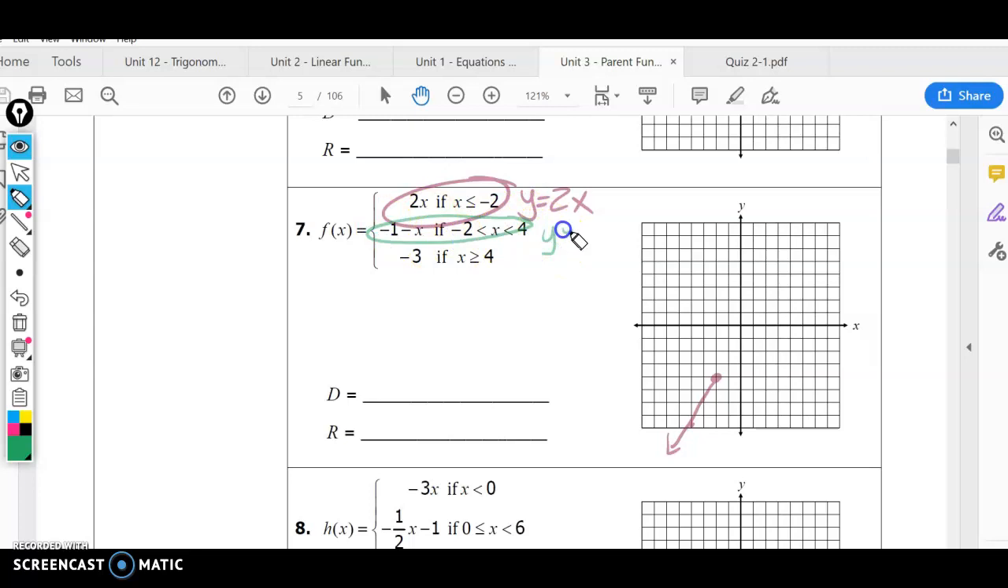Next, let's graph this green one. That looks like y equals negative x minus 1. I'm flipping it around so it's in slope-intercept form, but only between negative 2 and 4. Let's graph to see what it normally looks like.